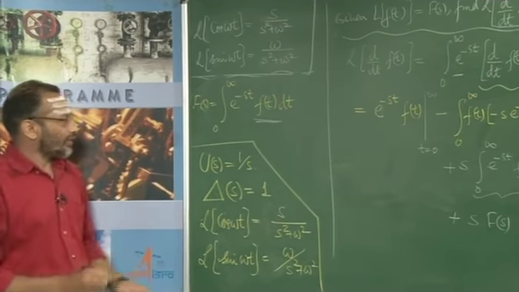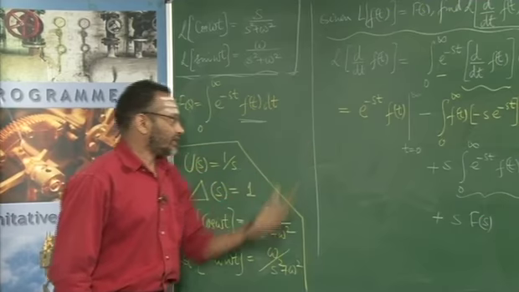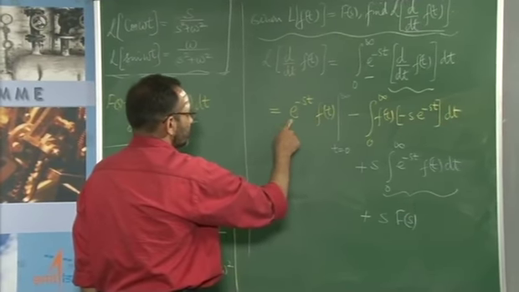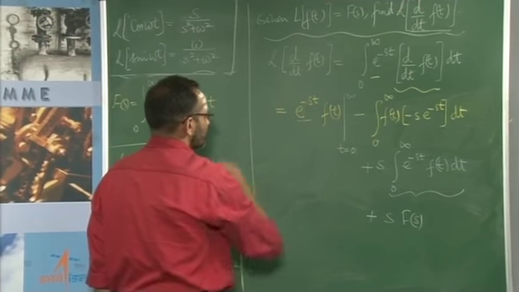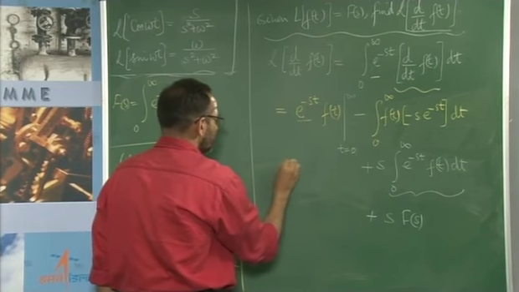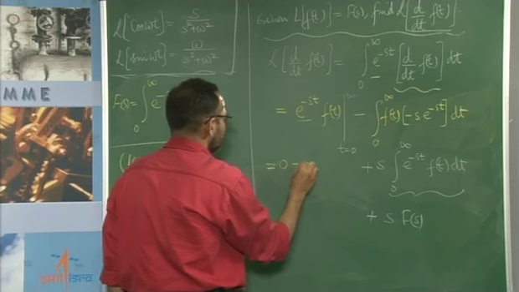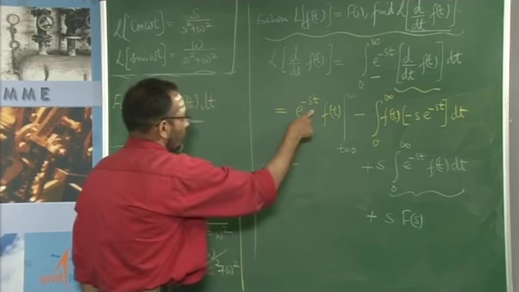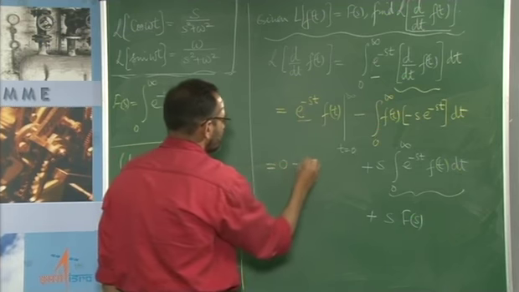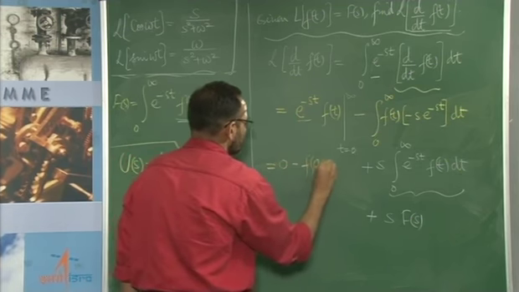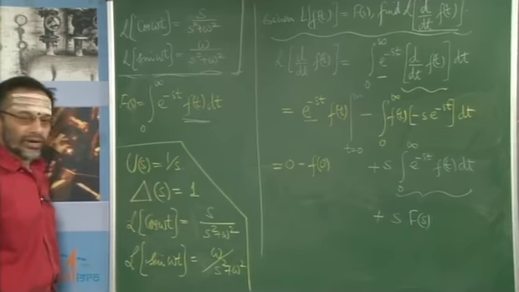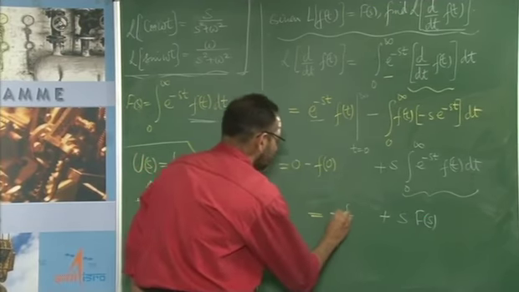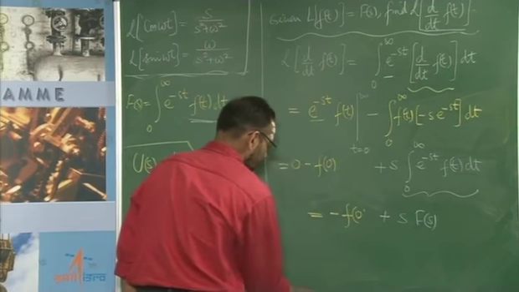Now, let us come and evaluate the first term on the right hand side. As t goes to infinity, this f of t into this part will take this to 0. So, the first term here is 0 minus the second term. As t goes to 0, this becomes 1 there, and here t goes to 0, that becomes f of 0. So, we have that is equal to minus f of 0.